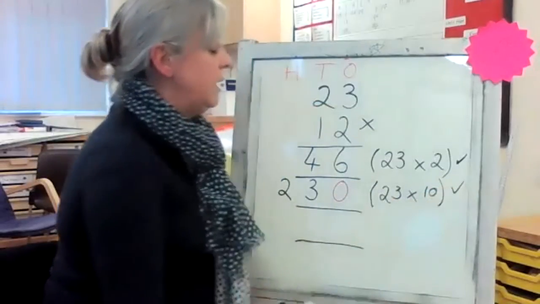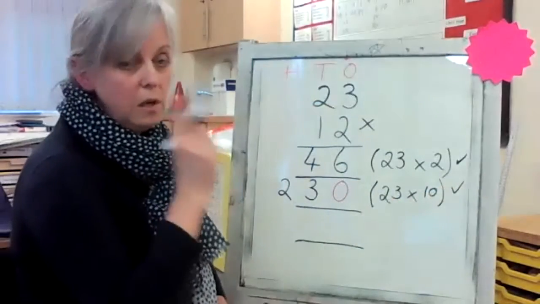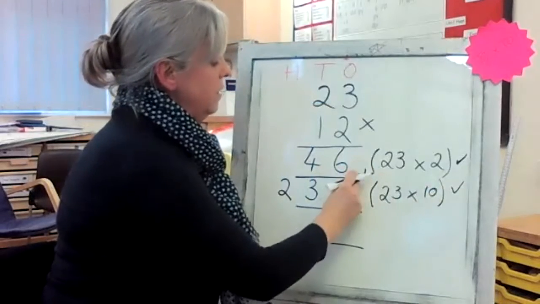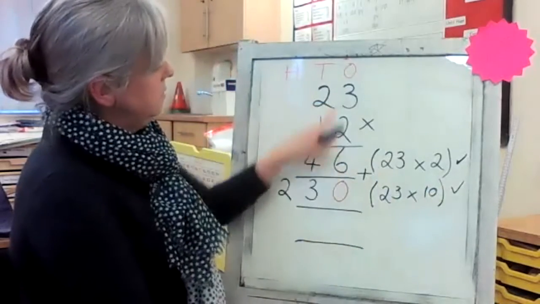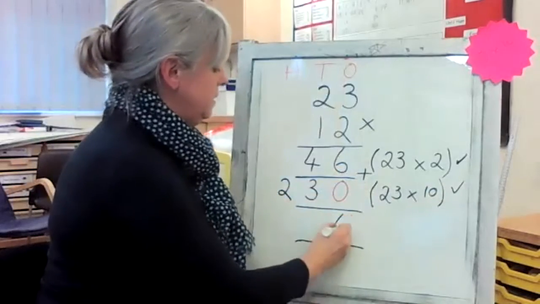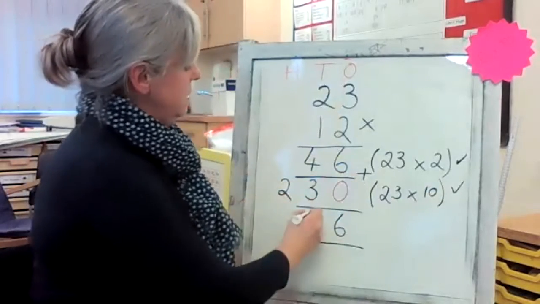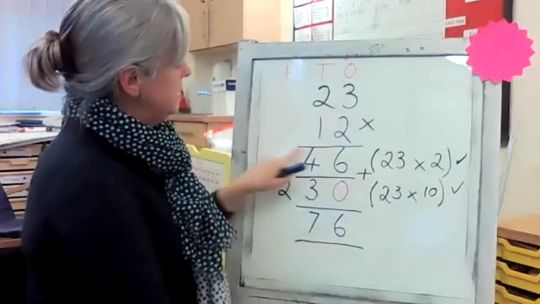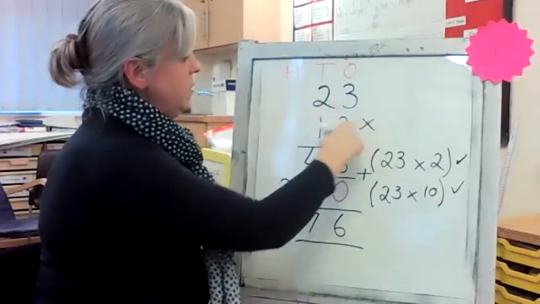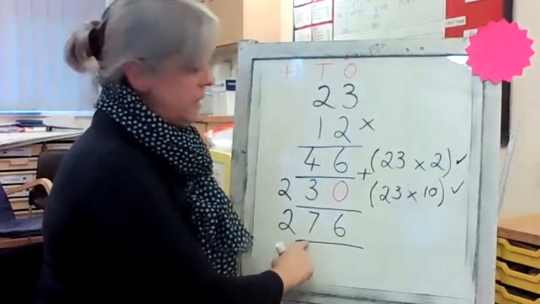So I've got those 2 calculations answered, but I need to do the last final step. I need to add these 2 calculations together. So I'm going to go to the 6, because I'm going to my ones. 6 add 1 is 6. 4 add 3 is 7. 2 add 0, 0 add 2 is 2. So the answer to 23 multiplied by 6 is 276.